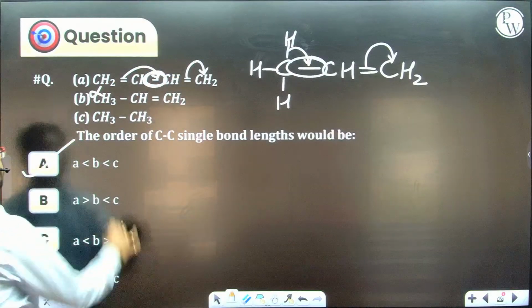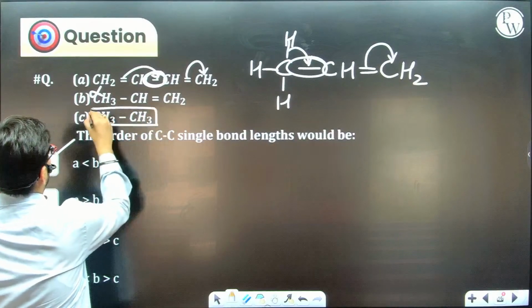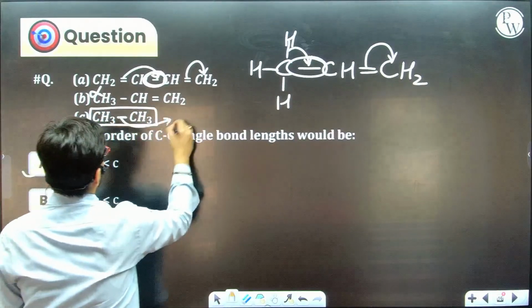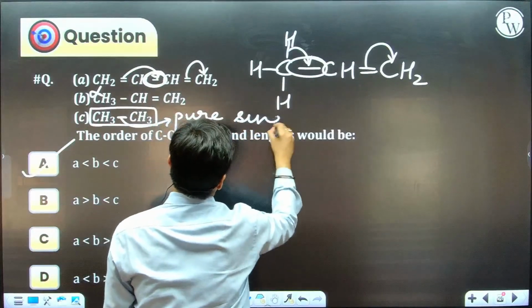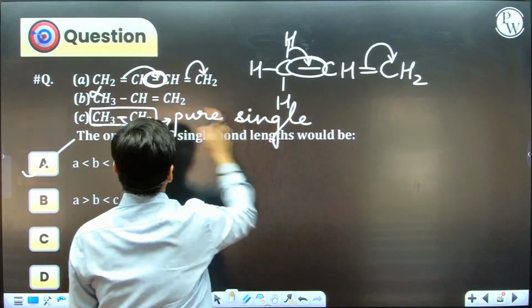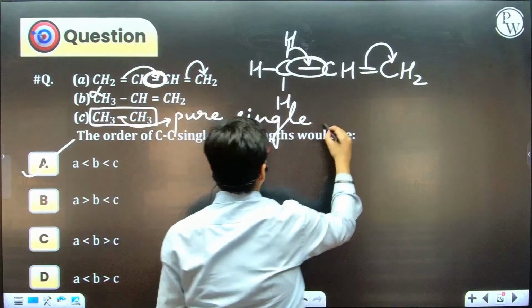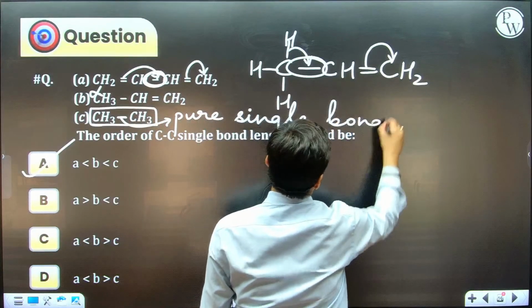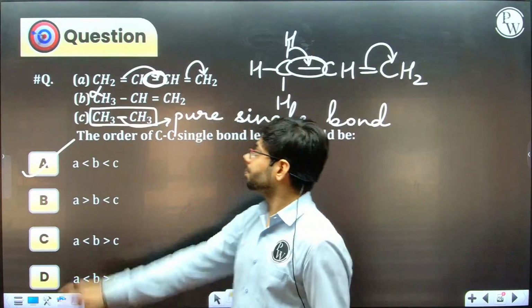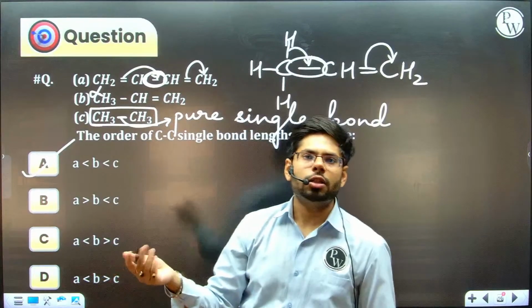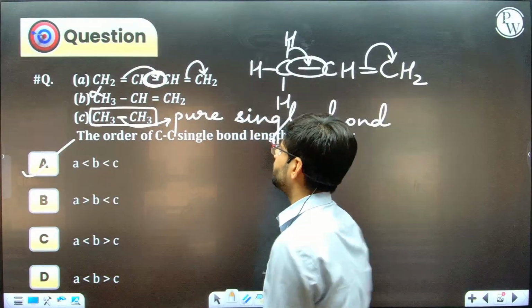So this is correct because in C you have a pure single bond. This is a pure single bond. Pure single bond means there is no double bond character at all. There is no hyperconjugation. There is no resonance, and so this remains a pure single bond. And a pure single bond is the longest. So more the double bond character, shorter is the bond length.